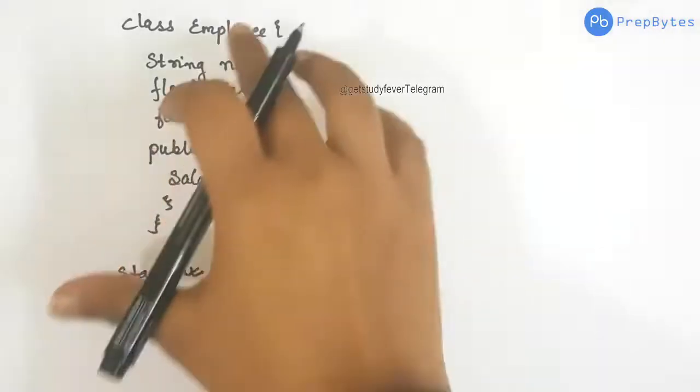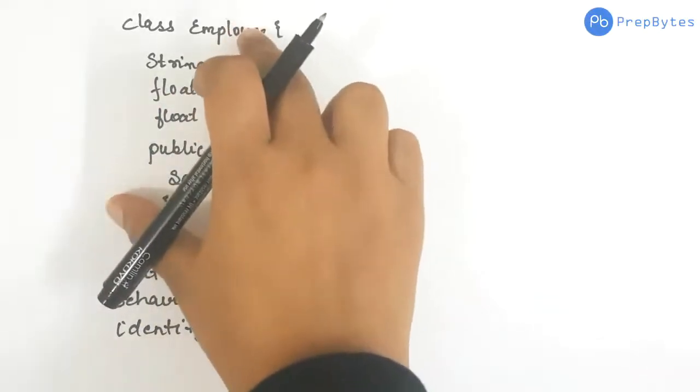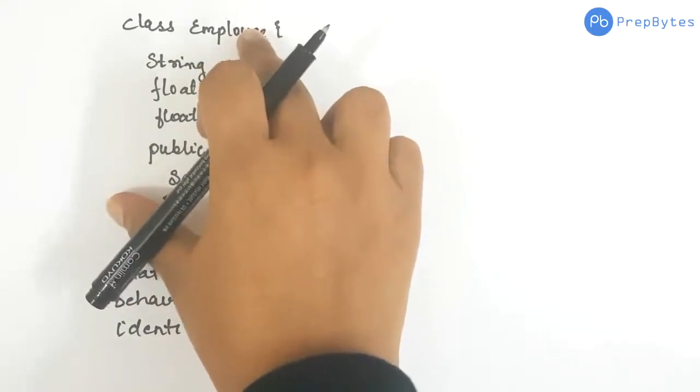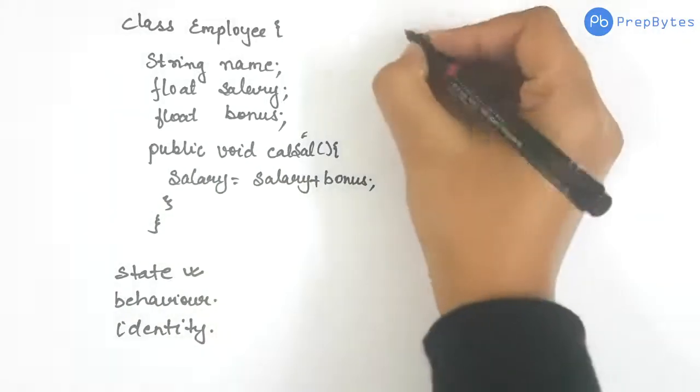Now coming back to this class Employee. So I have this Employee class. Now how do I use this particular class? How do I make the object? So I will create a different class called EmployeeTest.